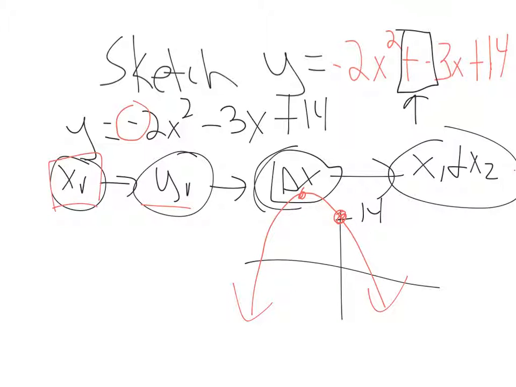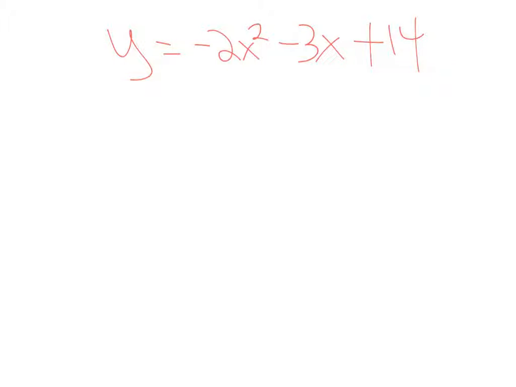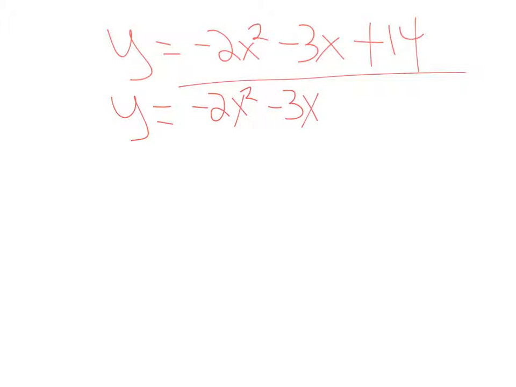So let's look first at getting the x value of the vertex. So here's our equation. We know that the x value of the vertex for negative 2x squared minus 3x is exactly the same. So in other words, this right here has the exact same x value of the vertex as this. And it's a lot easier to find this one right here. So let's go ahead and do that.